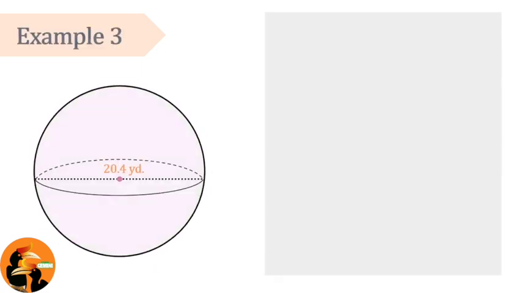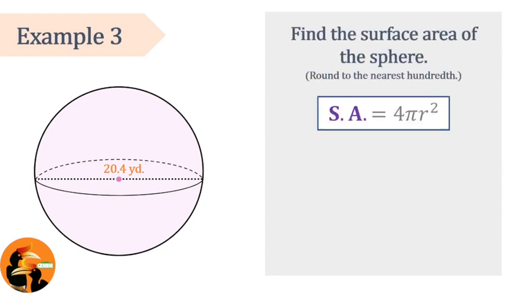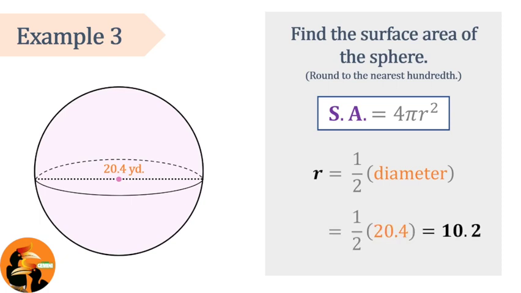What is the surface area of this sphere rounded to the nearest hundredth? We will use our formula again. Now let's find the radius, which we know is going to be half of our diameter. Our diameter is 20.4 yards, so taking half of that gives us 10.2 yards. Let's plug this into our equation.